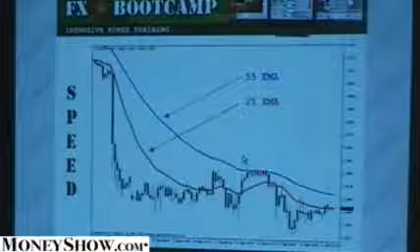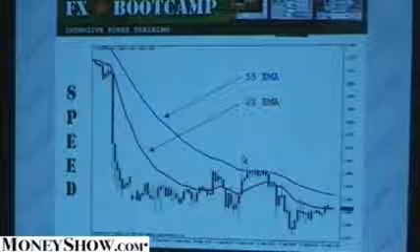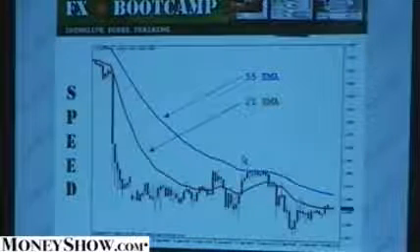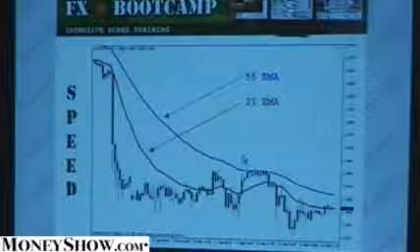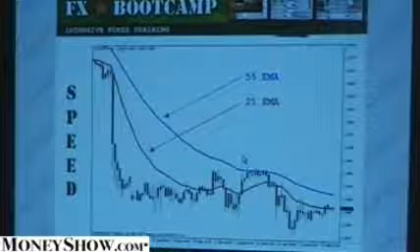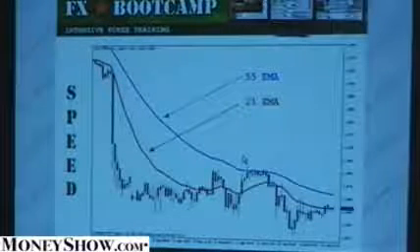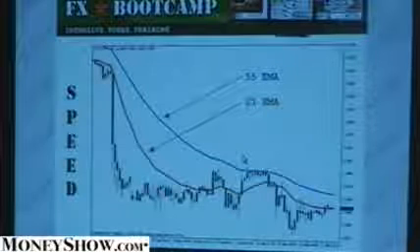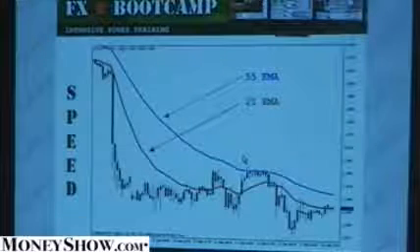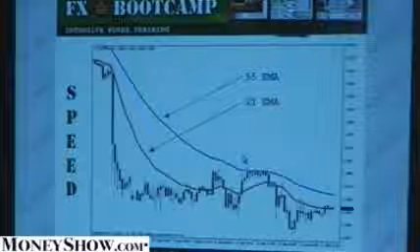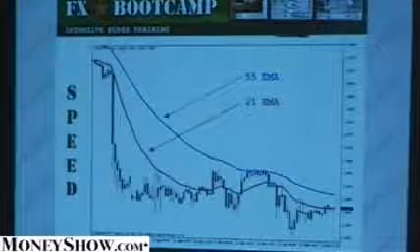Okay? We're on slide 11. Speed of the market. The greater the angle of separation between these two moving averages, the greater the market is moving. So in this case, the 21's below the 55. The market's falling, right? That's all I want to see at this point. Okay? The market's falling. It's falling quite quickly. It's not even near the 21 in the beginning here.